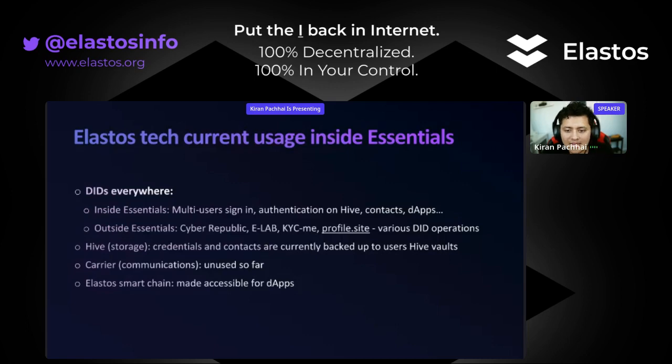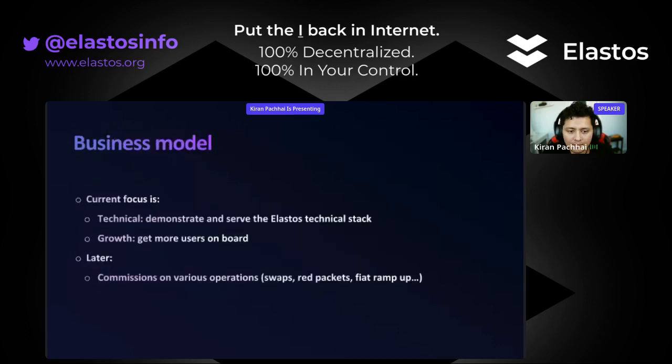Same thing with Elastos Smart Chain. It is made accessible for different applications right now. And the business model right now is to demonstrate and serve the Elastos technical stack. And our goal currently is to grow more users, get them onboarded. And this is why the initial onboarding is really important, because we don't want to turn off anyone who is new to crypto or new to Web3 and so on. So red packets, they are already live. The goal is to eventually have some kind of business model in the future so that we can generate some revenue based on some premium features or certain actions going forward.